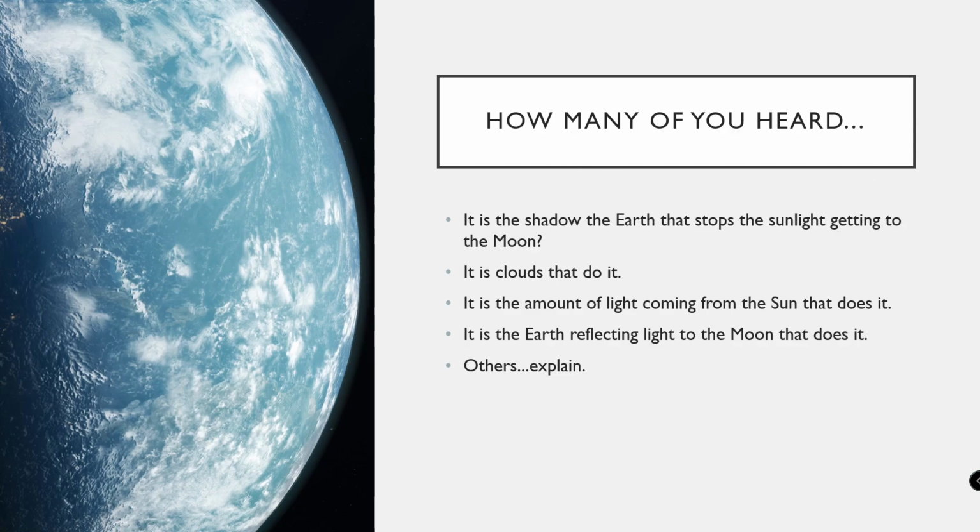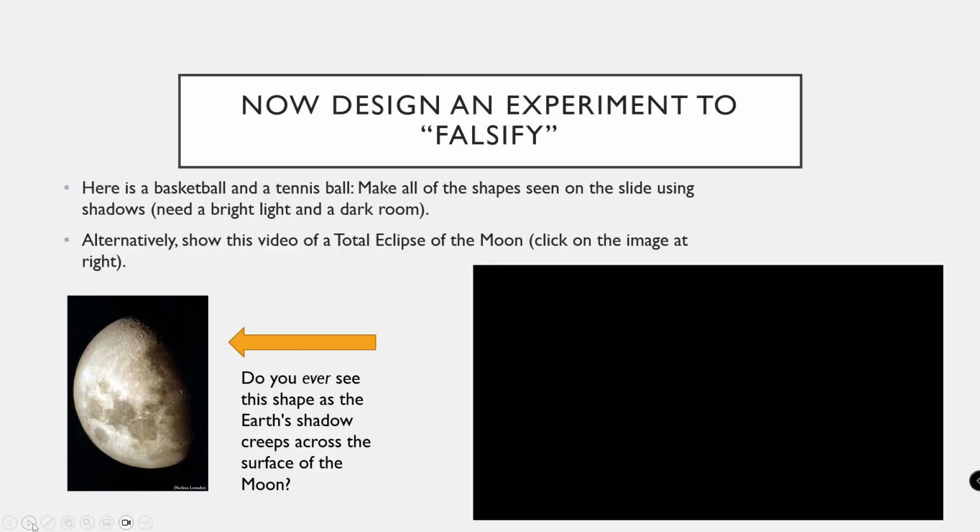So you may have heard quite a number of ideas with regard to the moon, for example. It is the shadow of the Earth that stops the sunlight getting to the moon. It is the clouds that do it, will be something that you'll often hear about as well. The amount of light coming from the sun does it, which is interesting. I mean, there is variance with things like sunspots and stuff like that, but not to the consistency that it would change that. And it is the Earth reflecting light to the moon that does it as well, the reflection idea, which is also quite interesting. I guess the ocean is quite reflective. So there's a lot of points to think about here.